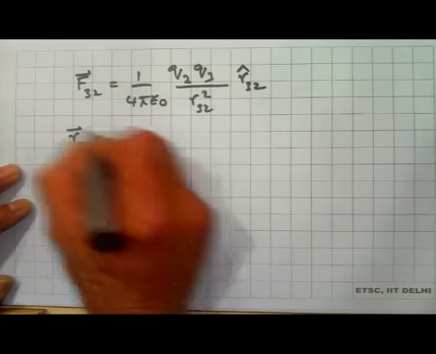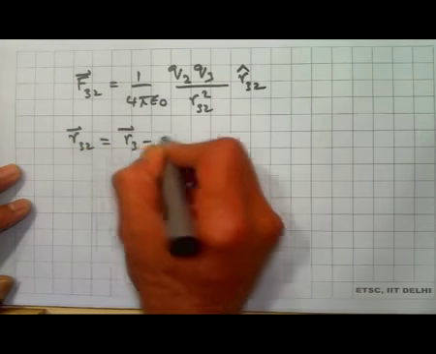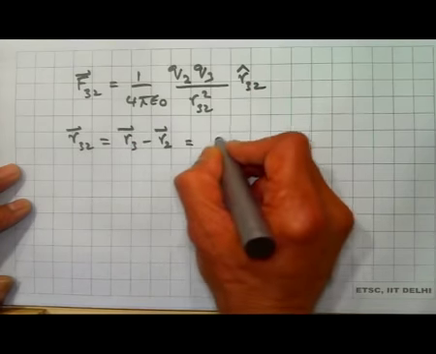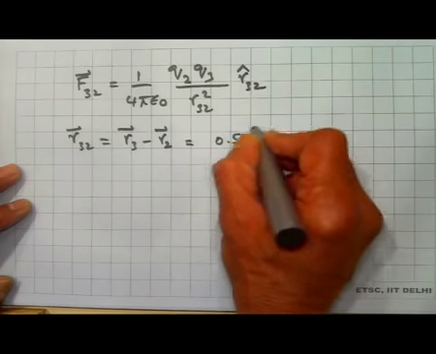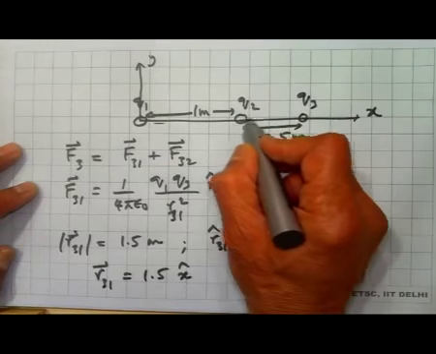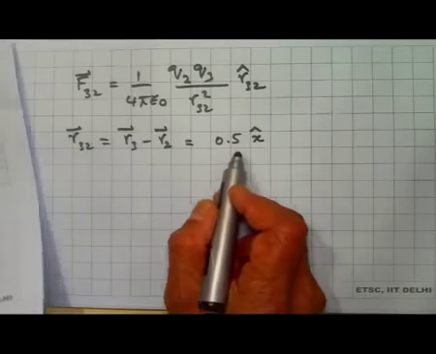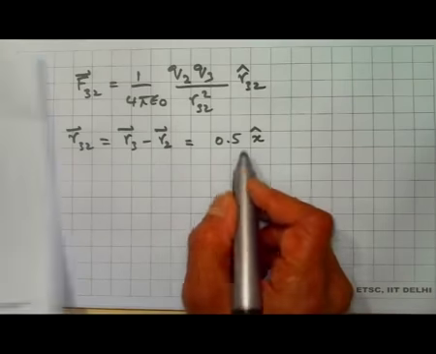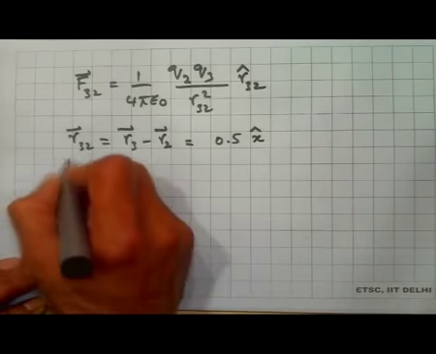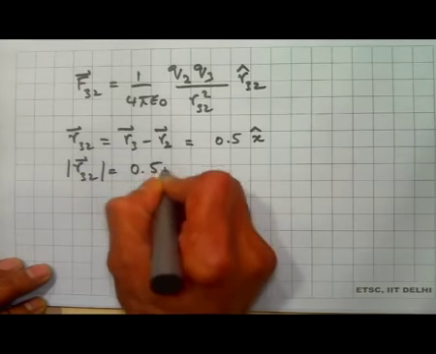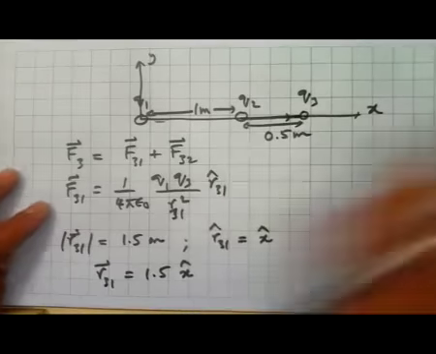R32 vector is actually R3 vector minus R2 vector, which is equal to 0.5 x cap, because again, if you can see here, the line joining 2 to 3 is along the x axis. So R32 has the same unit vector direction x cap, and the magnitude of R32 vector is actually 0.5 meters, which is the distance from 2 to 3.